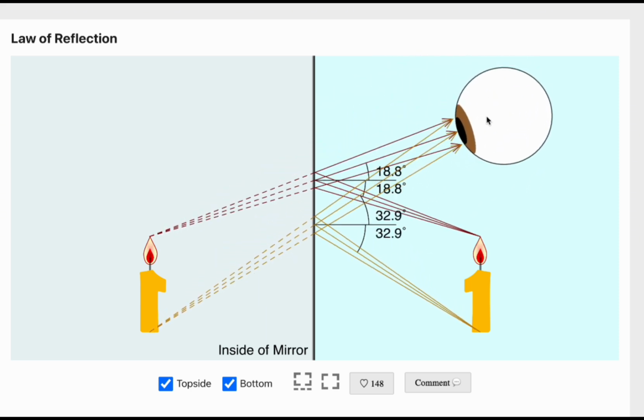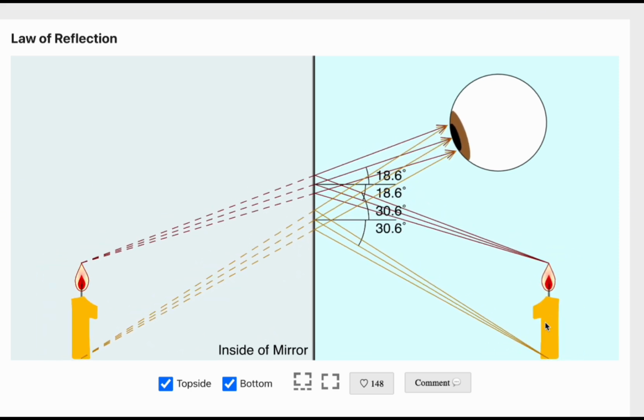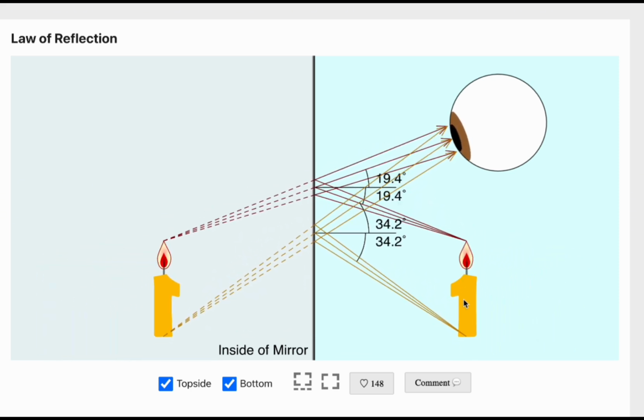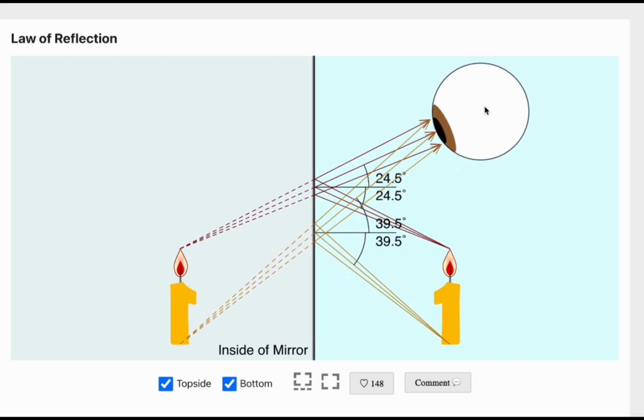If we draw an imaginary line straight up from the surface, that's the normal line. Here's the rule. The angle of incidence equals the angle of reflection, always.